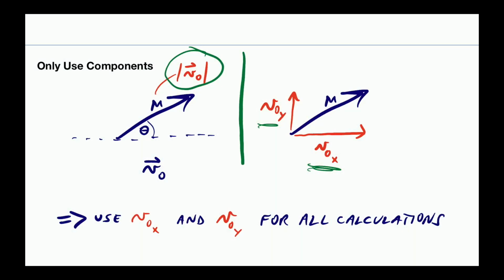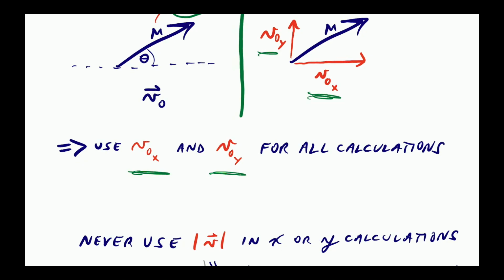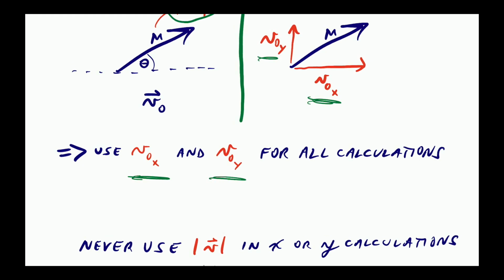Okay, so let's look at this, right? First step, remember I said step one is convert any magnitude and direction into components, then you're off and running. And you use those components in all of your calculations. Do not be tempted to use the magnitude of velocity, otherwise known as the speed. Do not use that in your x or y calculations. You need to use the components. Common mistake, easy mistake to make.